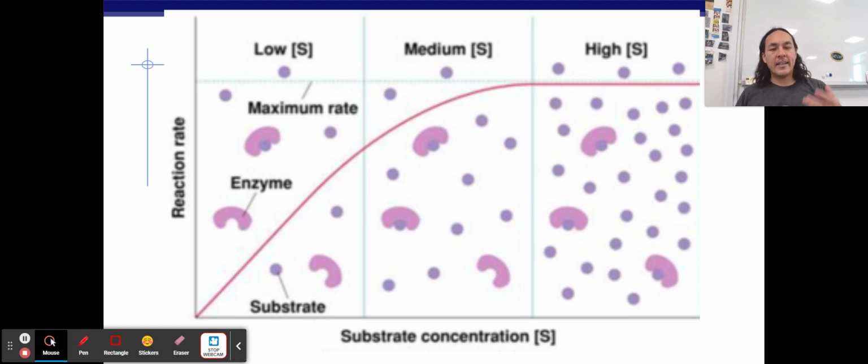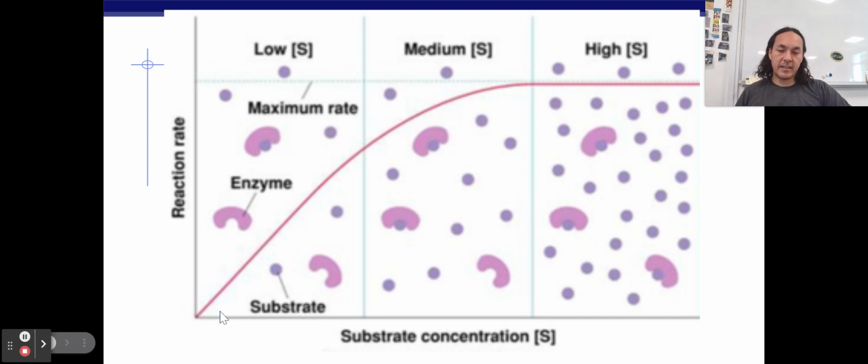But once you get the hang of it, and once you kind of view it through a logic lens, you'll get it. Let's look at what this graph is saying. As we increase the amount of substrate, let's pretend that the substrate is sucrose or sugar, and the enzyme is sucrase, which is breaking it apart. So as we add more sugar to the system, the rate of reaction goes up. Well, that makes sense. Now we're able to make more glucose and fructose. But eventually it'll level off because we only have so many enzymes.